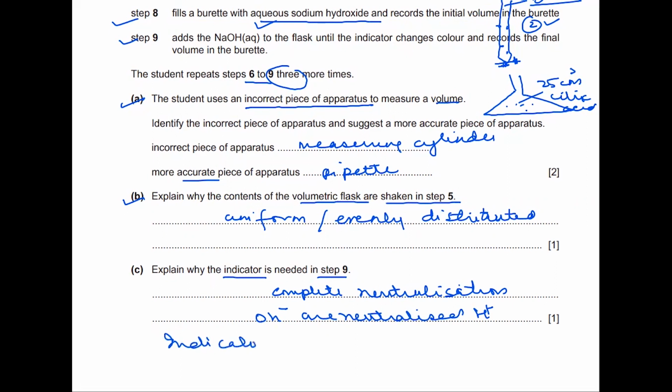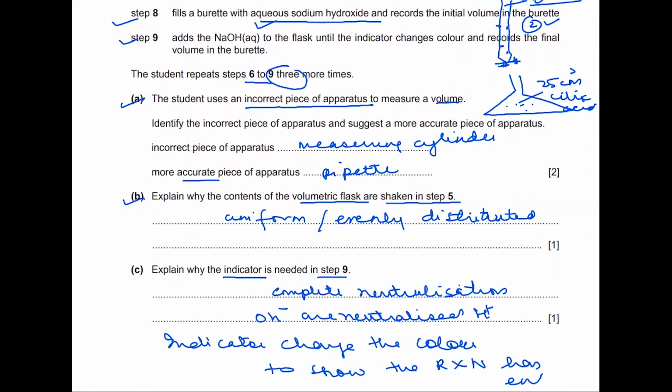Indicator basically changes the color to show that the reaction has ended. So when the reaction will end, when all the OH ions are neutralized by the H positive ion, when the complete neutralization will take place, the indicator at that time is going to change color, right? Which is again going to indicate that the reaction has ended. So this is what we will be writing it down, right?